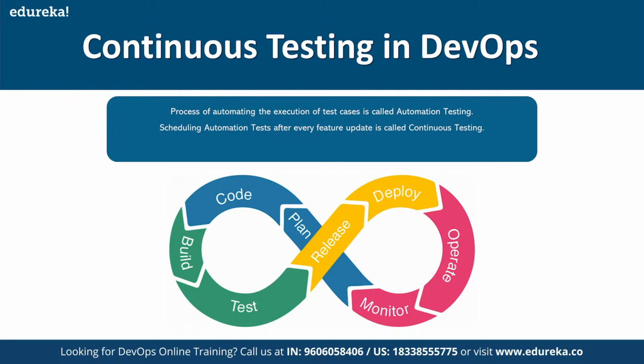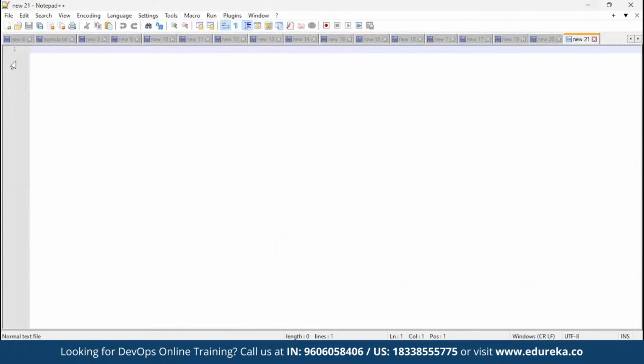First of all, what is testing and what is the difference between continuous testing and automation testing? That is what we have to discuss. I think the word test means simple: to test something, whether it is working fine or not. You have developed something and you want to see if it is working fine or not. That simple thing is called testing.